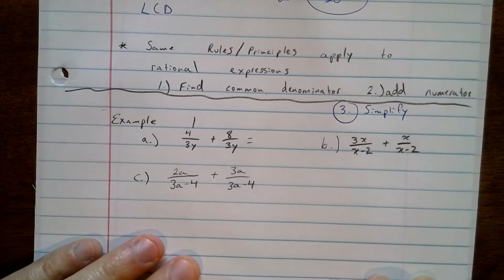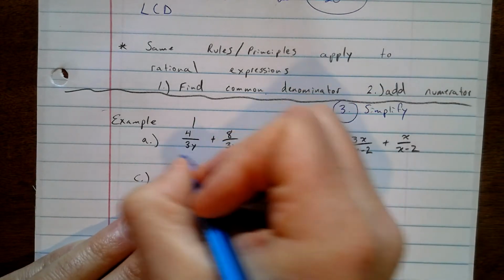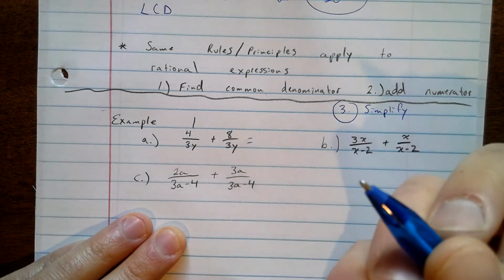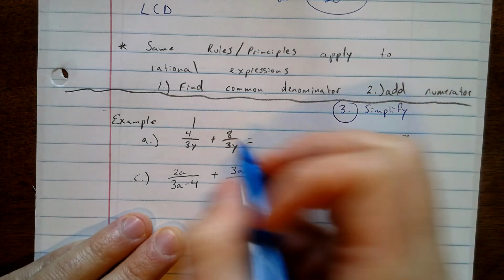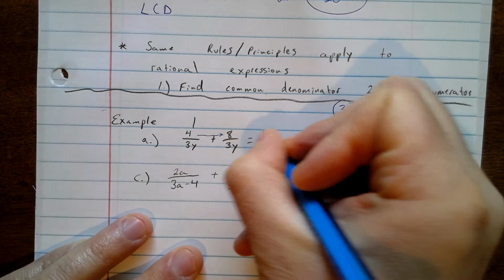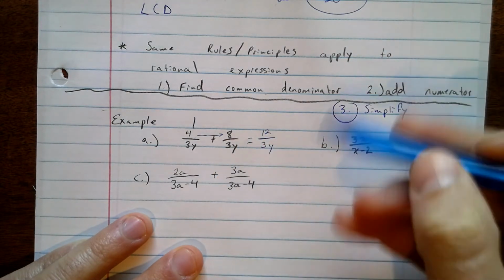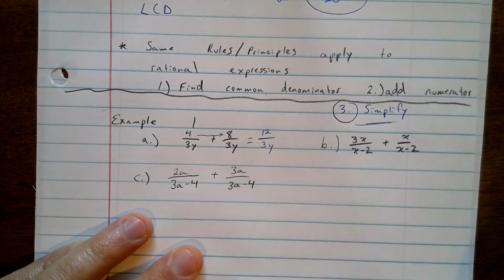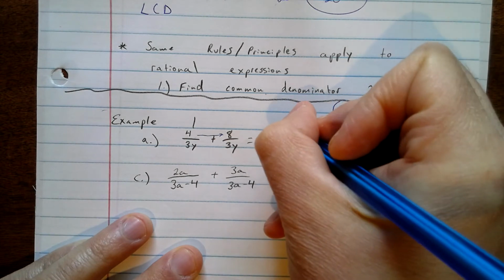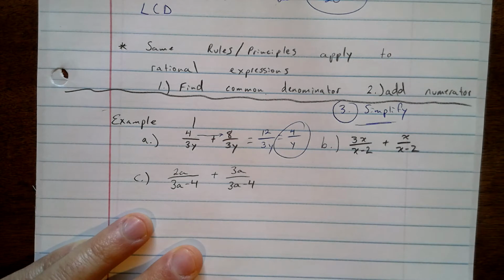Example 1. We've got 4/3y plus 8/3y. Again, if the denominators are the same, we don't have to do anything with these. We don't add these together to make 6y or 6y to the second power. We simply look to the numerators and add them together. 4 plus 8 is 12. And then the bottom would stay the same, 3y. The last thing we do is ask, can we simplify this? And since we see 12/3 in this, that would reduce to 4/y. That'd be our complete answer.